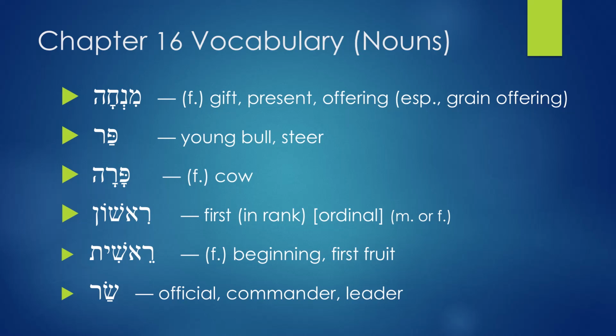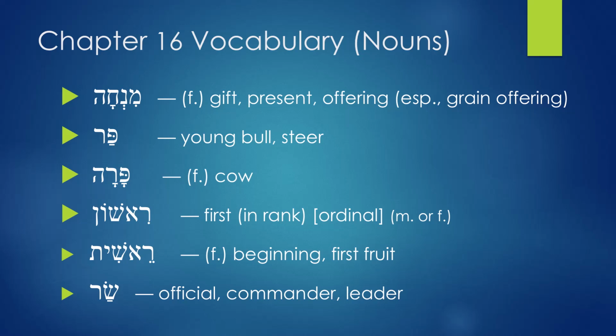Next you have the word reshit. This one you already know. Reshit means beginning. I've been using it a lot. It's the one that is found in Genesis 1 verse 1: Bereshit bara Elohim. That is, in the beginning, you have the preposition be plus reshit. It comes from the word rosh. Rosh means head. So reshit means beginning, or first fruit.